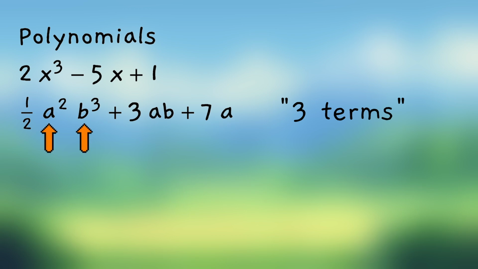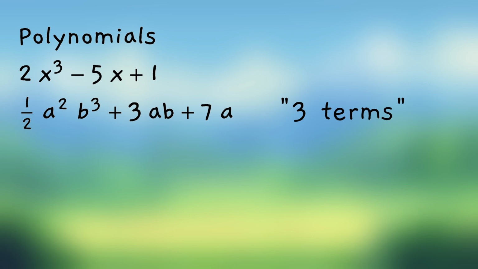And if we go through and look at each term, each monomial, we can see that it does meet the definition of a monomial. The first term is a number, 1/2, times some variables, a squared, b cubed, and each variable has a positive integer exponent. The exponent of a is 2, and the exponent of b is 3.